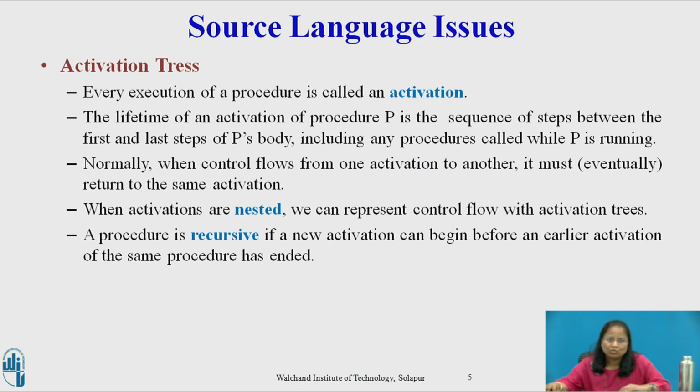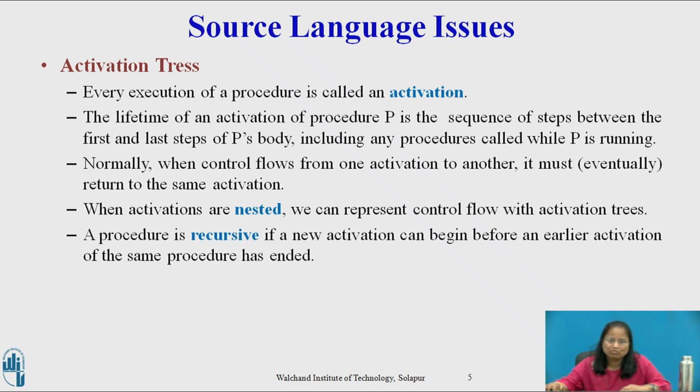Activation tree. In most mainstream programming languages, we have sequential program flow. Each execution of a procedure starts at the beginning of the procedure body and eventually returns the control to the point immediately following the place where the procedure was called. Each execution of a procedure body is referred to as an activation of the procedure. The lifetime of an activation of procedure P is the sequence of steps between the first and the last step of P's body, including time spent executing procedures called by P, the procedures called by them, and so on.